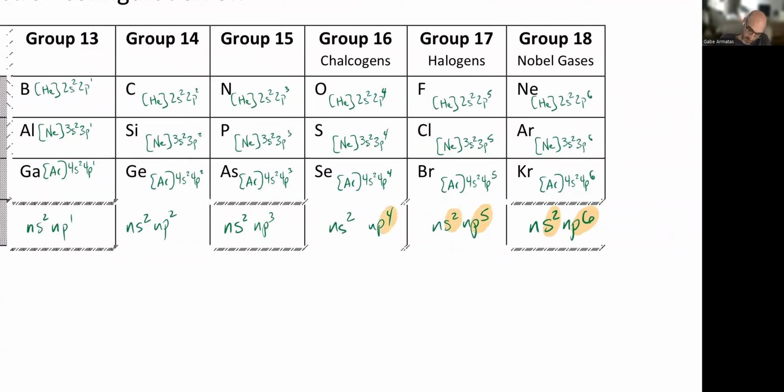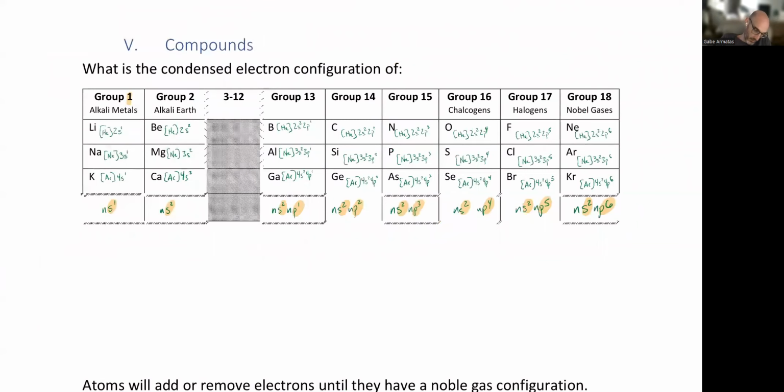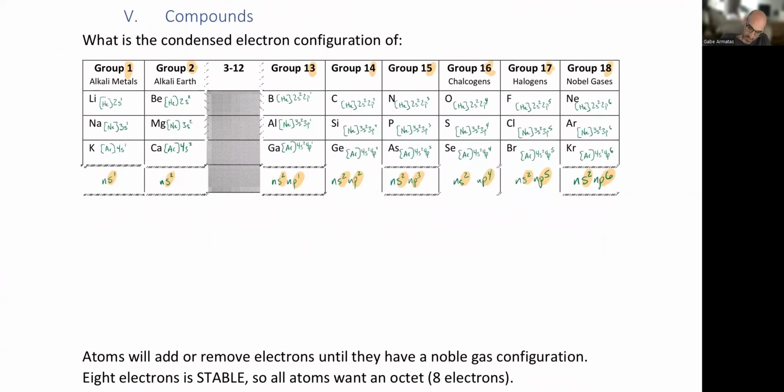This has 7. This has 6, 5, 4, 3. Those line up with the group numbers. So group 1, group 2, group 3, group 4, group 5, 6, 7, and 8. Okay, so the number of valence electrons, the number of these electrons that are outside the valence. So essentially you have the noble gas, and anything beyond the noble gas core is what we call valence electrons.